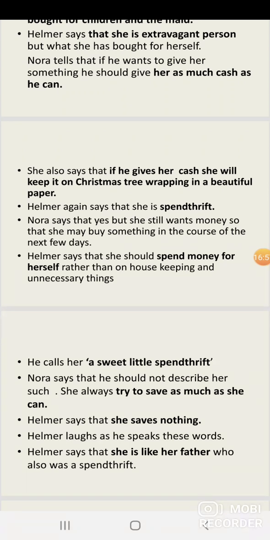She is a spendthrift, but he calls her sweet also, so that she may not get angry. Then Nora says that he should not describe her so. She always tries to save as much as she can.